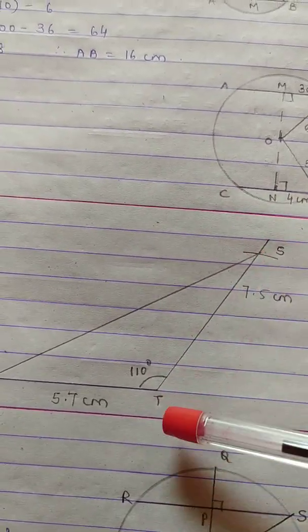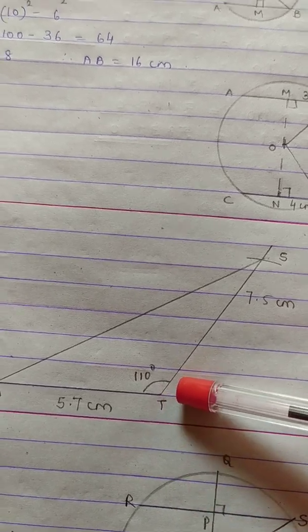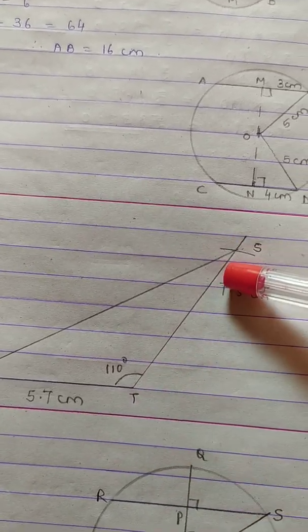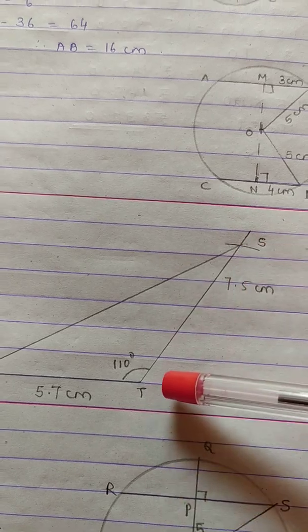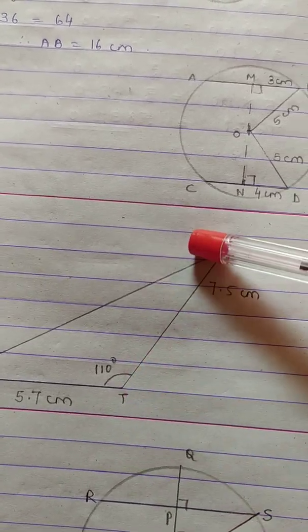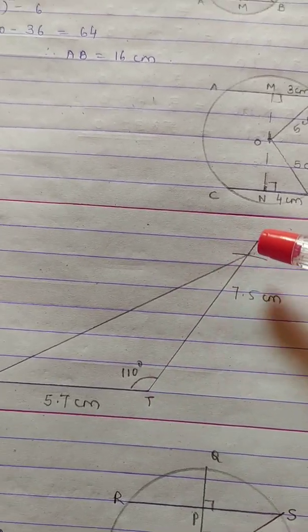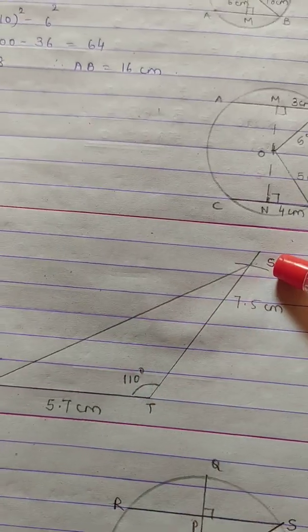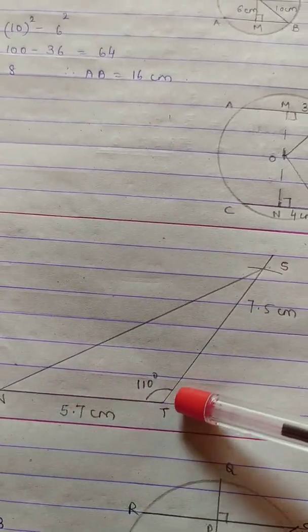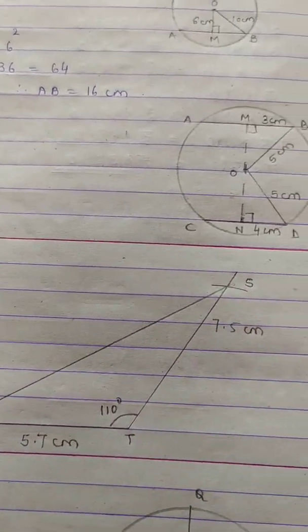TS is 7.5. So take your compass, measure 7.5 centimeter with the help of a scale. Keep the steel point at T, cut an arc 7.5 centimeter in length. Join NS. So you have a triangle NTS with the required conditions.